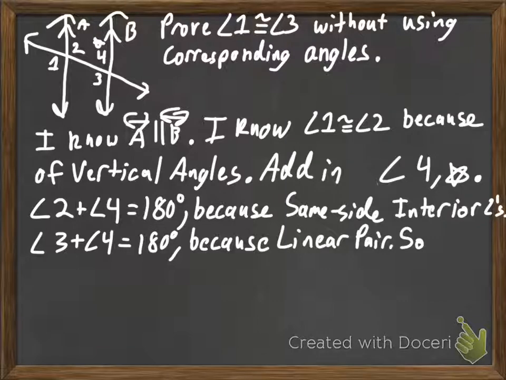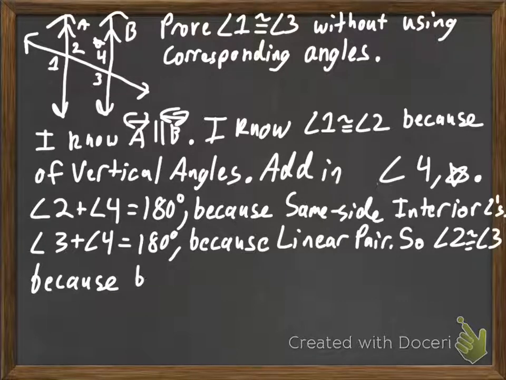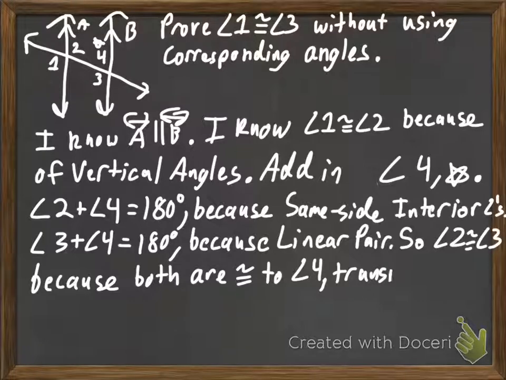Now I can say that angle 2 is congruent to angle 3 because they are both congruent to angle 4. That's called the transitive property. Transitive. Spelling will not be counted.